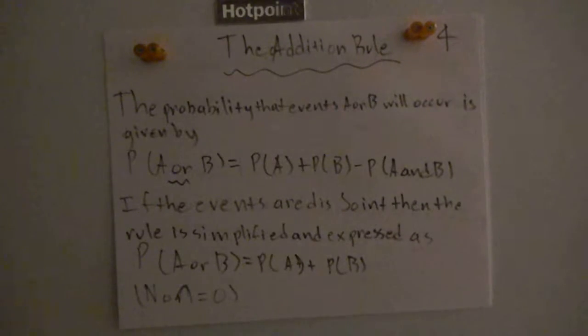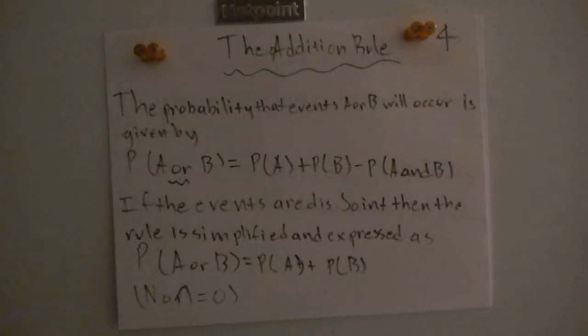Now that you know mutually exclusive events, we come to the addition rule. The probability that events A or B will occur is given by the probability of A or B, notice the or and not and like the multiplication rule. The probability of A or B equals the probability of A plus the probability of B minus the probability of A and B.